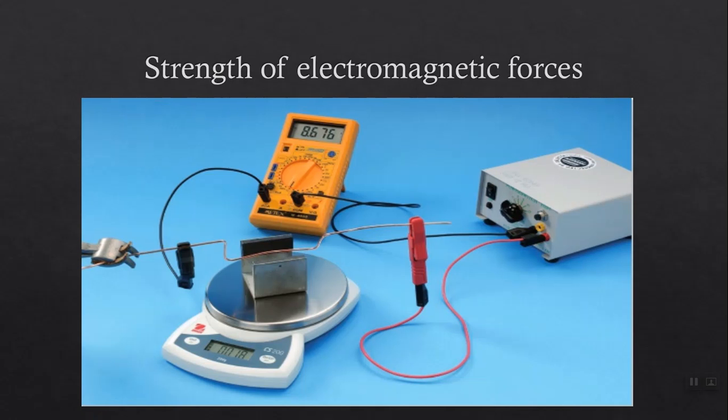Last slides we learnt about that. But according to Newton's third law, you can see that this wire is firmly fixed. So according to Newton's third law, there will be an equal and opposite downward force acting on this U-shaped magnet. Due to that downward force, in this scale we see a reading.